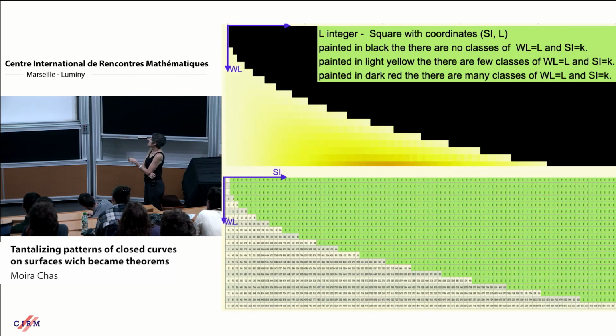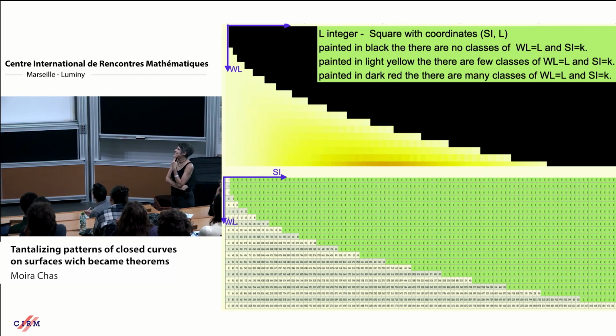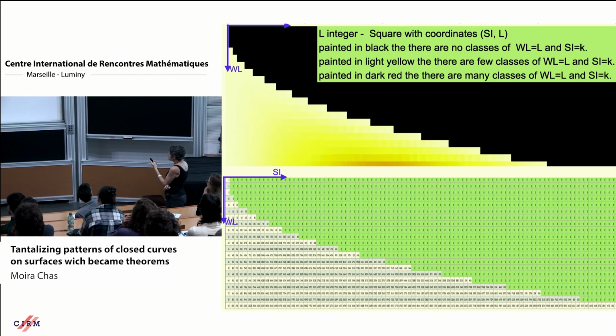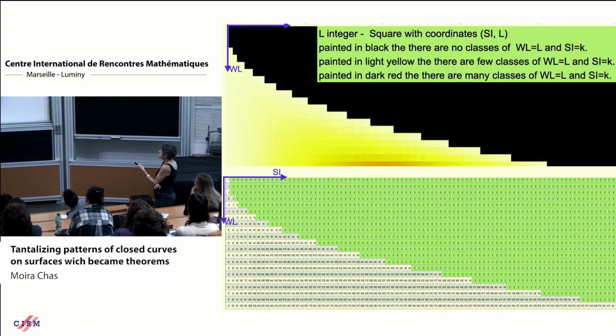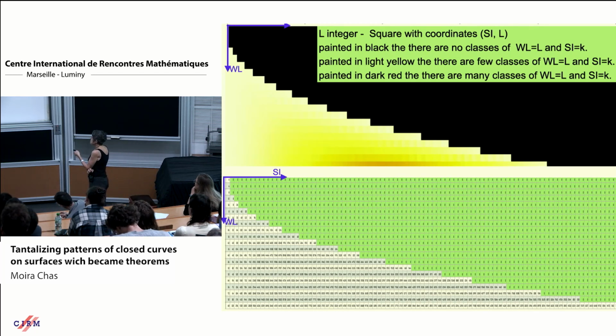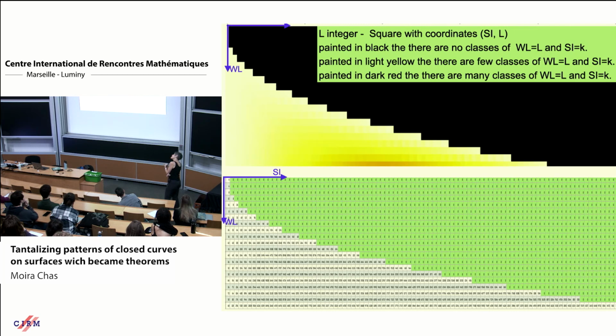Here is again a table. You should memorize all the numbers. But instead, maybe I did this painting, so black means 0. Here this is my table. Black means 0. Light yellow means there are few, and the darker the color, the more curves I have. So here you see, for instance, we have a nice curve, and if you look at it like this, it's a parabola.